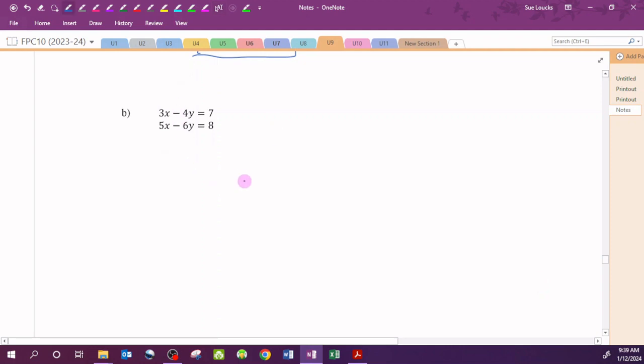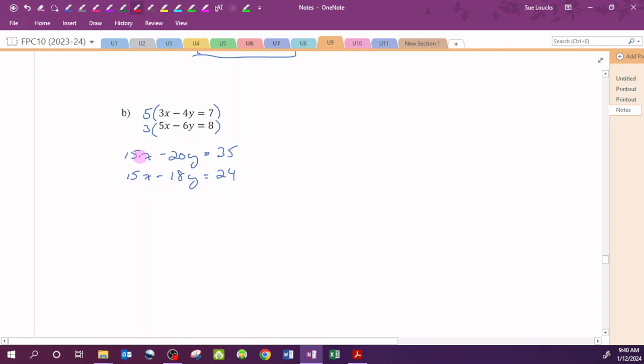This time, neither of those is a multiple of the other, so I have to multiply both equations by something. Okay, so I'm going to eliminate my x's. I could do either one, but I'm just choosing to multiply the x's. So I need to multiply this equation by 5 and this one by 3 so that I end up with 15 x's both times. So I get 15x minus 20y equals 35 and 15x minus 18y equals 24.